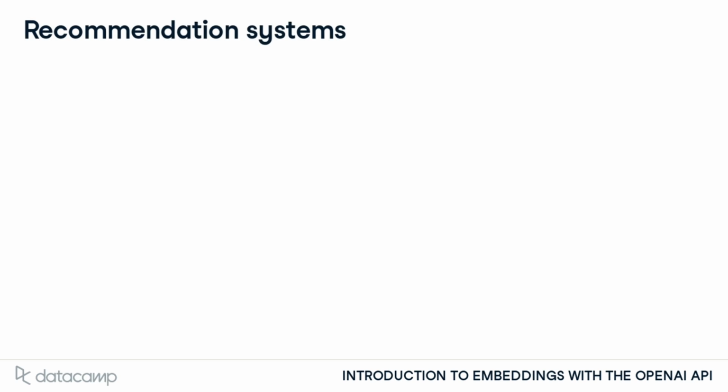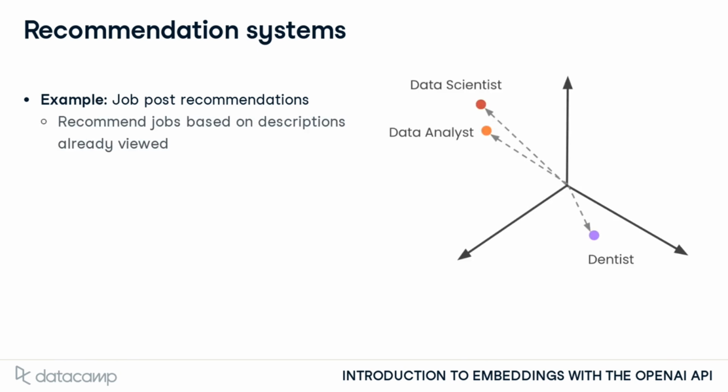Embeddings also enable more sophisticated recommendation systems. For example, a job posting website could use embedding models to recommend jobs for its users based on the description of jobs they have already viewed. Using a semantic recommendation system means that even if job titles vary, the system will recommend jobs with descriptions that are most semantically similar to the jobs that have been previously viewed.